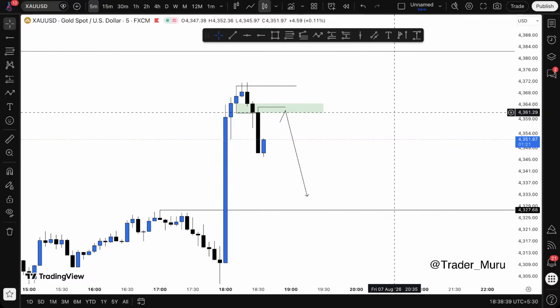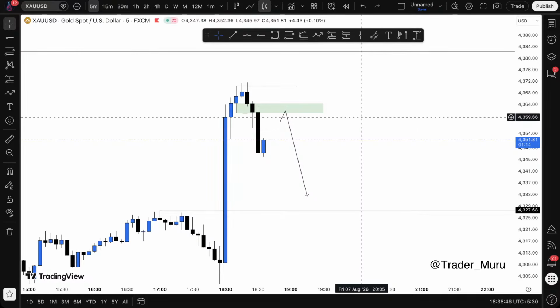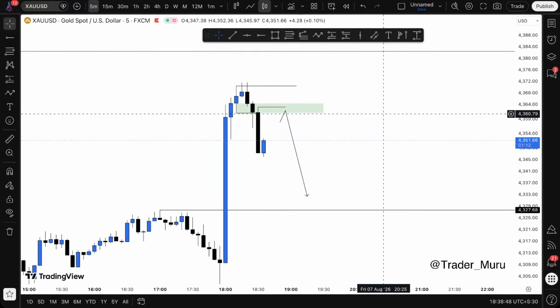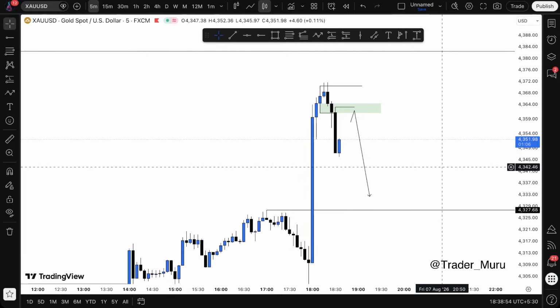Wait for testing candle, guys. Wait for testing candle. Price just doesn't go like a single test and drop. It always creates an opportunity.